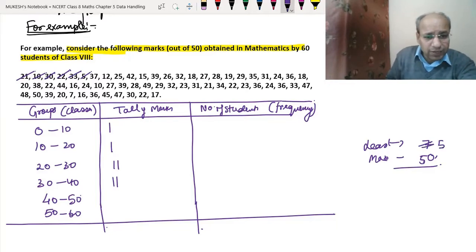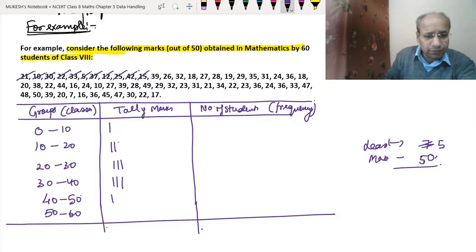So we will have to make one line here between 0 and 10. 37 will come between 30 and 40. 12 will come between 10 and 20. 25 will come between 20 and 30. 42 will come between 40 and 50.